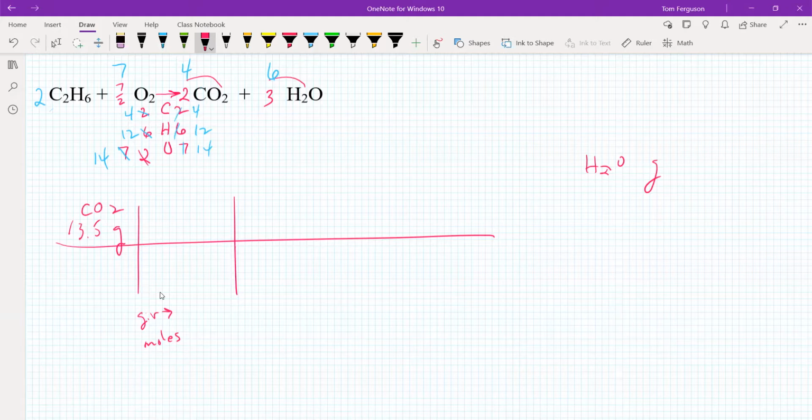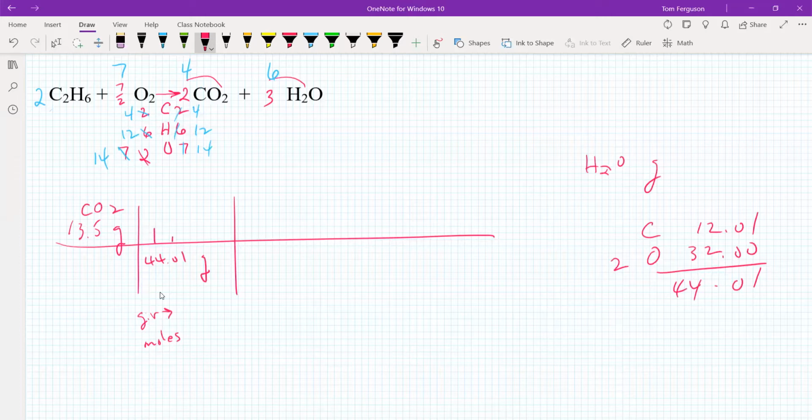So if we're going from grams to moles, that's the molar mass from the periodic table. Carbon is 12.01, oxygen is 16 times 2, that's 32, so we're looking at 44.01 grams per mole. Notice grams on the bottom, of course, it's got to cancel. Okay, so that gives us moles.